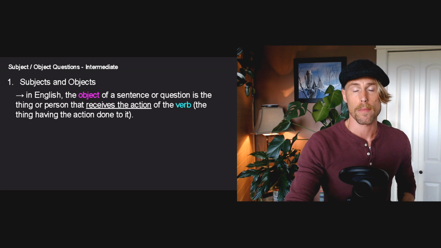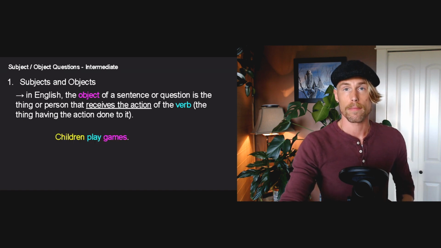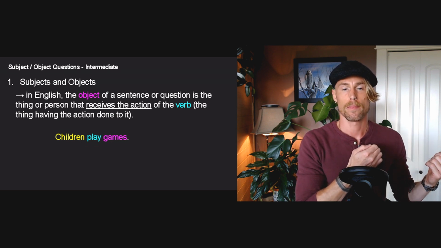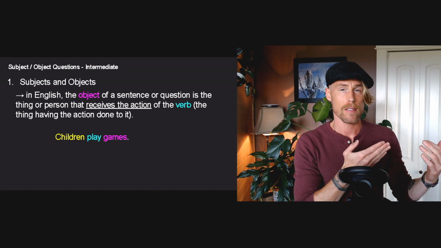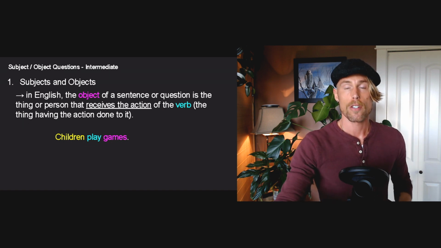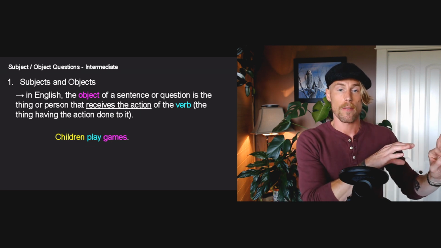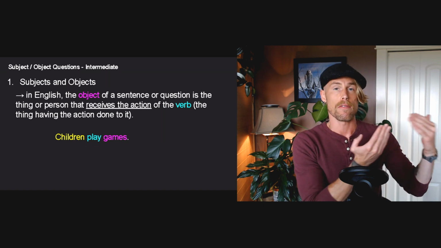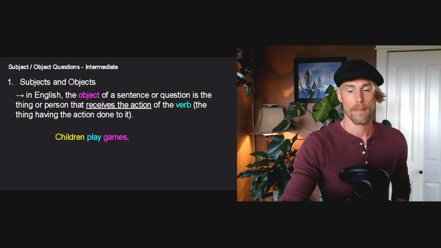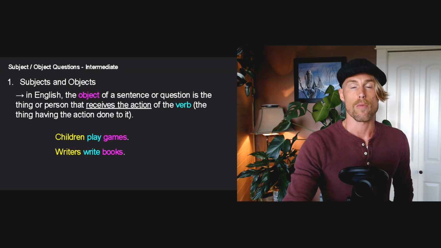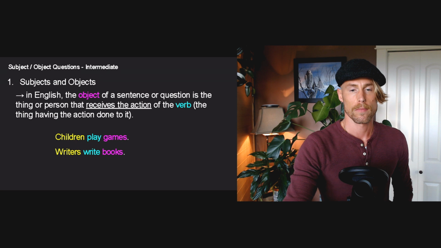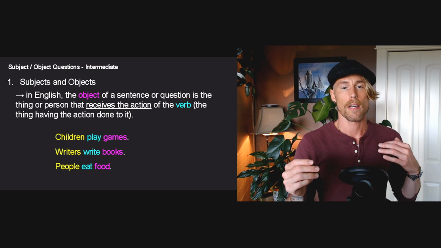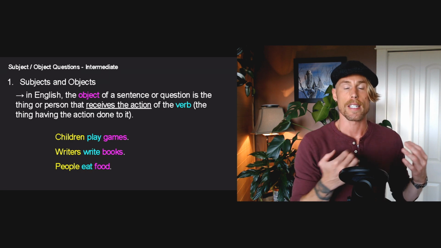Let's look at some examples. Children play. What do children play? Children play games. Or children play sports. Things like that. So the children do the action and the object in purple, games, receives the action. Writers write books. People eat food. So the object of a sentence or question is the thing or person that receives the action.